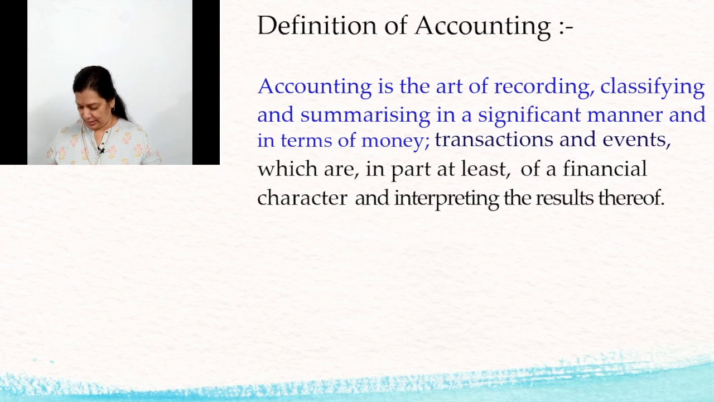Then after that, next is transactions and events which are in part at least of a financial character. What do you mean by this? As we know, we are not going to record the honesty of the worker or the hard work of the worker, so that will be converted into a money transaction.